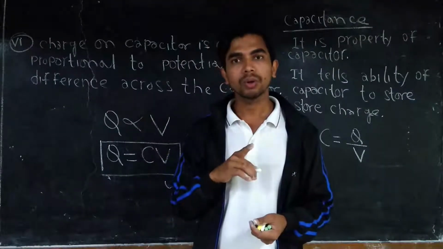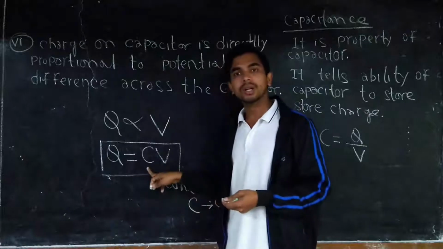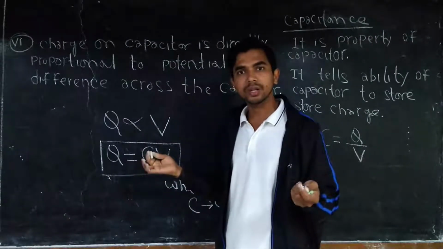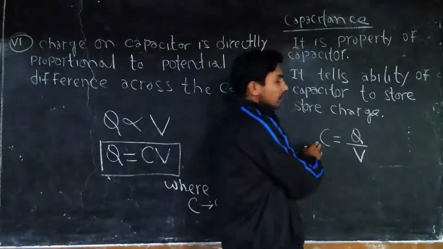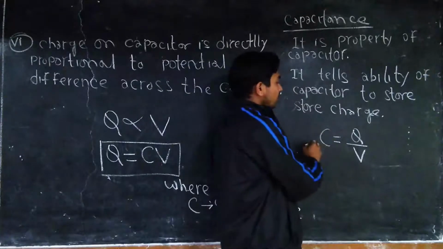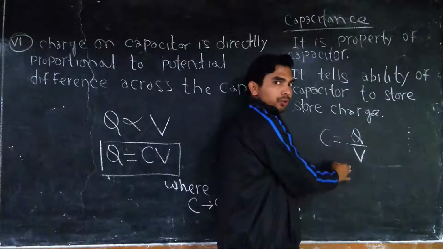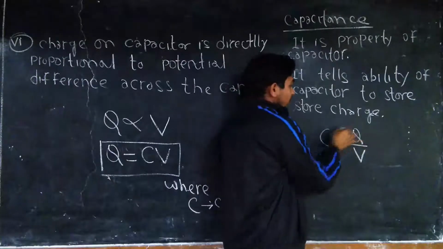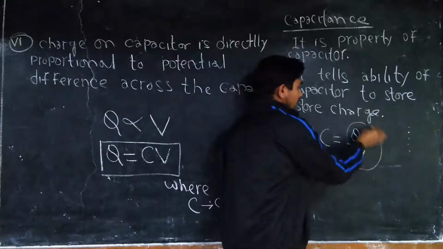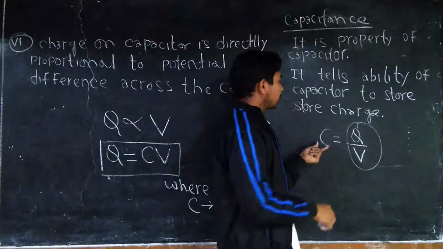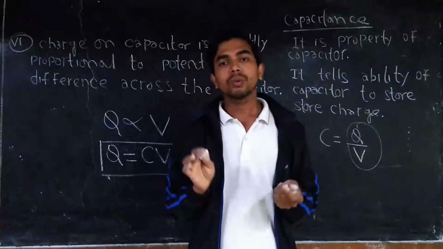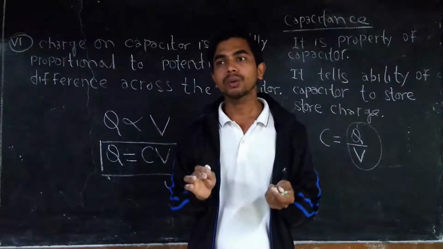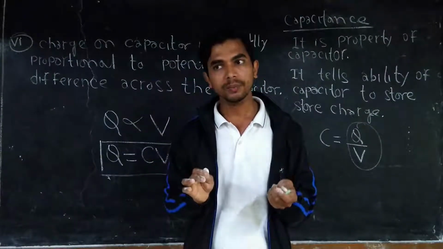The answer is no, because capacitance is a constant, and a constant is not going to change. From here you can see C is proportional to Q and inversely proportional to V, but it does not depend on these two quantities. Capacitance is independent of Q as well as V. It only depends on the shape and size of a capacitor.